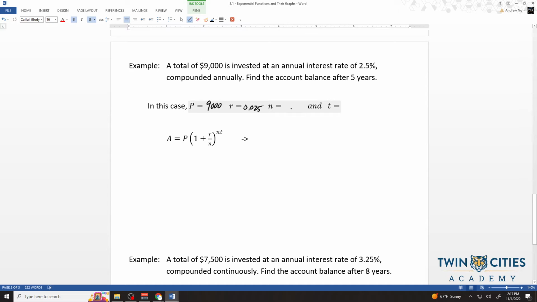Okay, N is how many times it's compounded per year. It just says it's compounded annually, so that's going to be once. If it said it was compounded quarterly, there's 4 quarters in a year, then N would be 4. If it said monthly, it'd be 12. If it said daily, it'd be 365. So be really careful with this number here for N. And how much time? We are waiting 5 years to see how much money is in that account. So T equals 5.